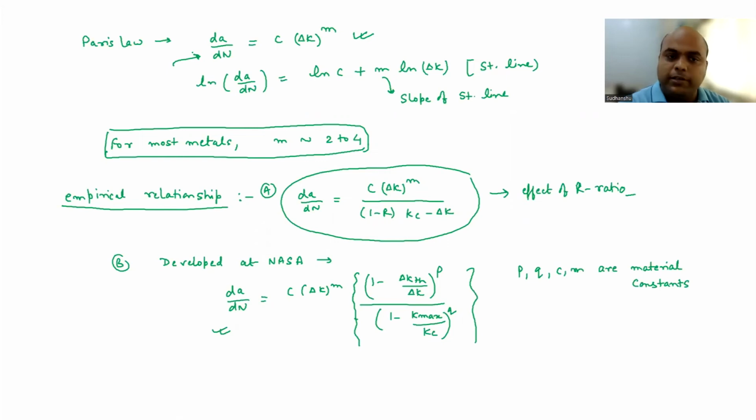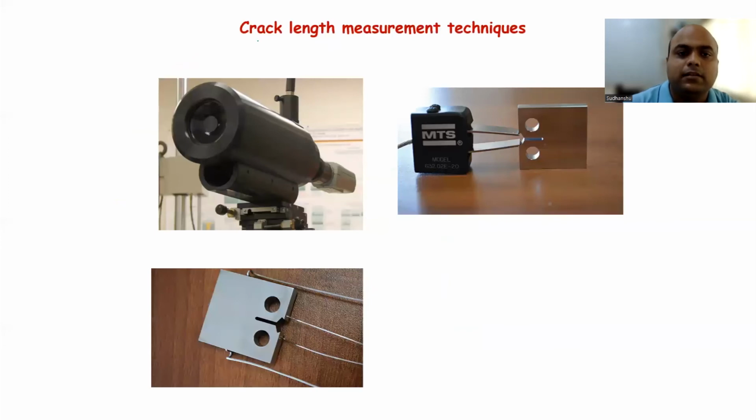So basically, you need to plot dA/dN versus ΔK, right? To do that, you need to figure out what is ΔK, and you need to figure out what is dA/dN. Now dA/dN includes crack growth measurement, right? So you have to know how you measure crack growth. So to plot dA/dN versus ΔK, you first have to measure ΔK and then measure dA/dN, which means measuring the crack length.